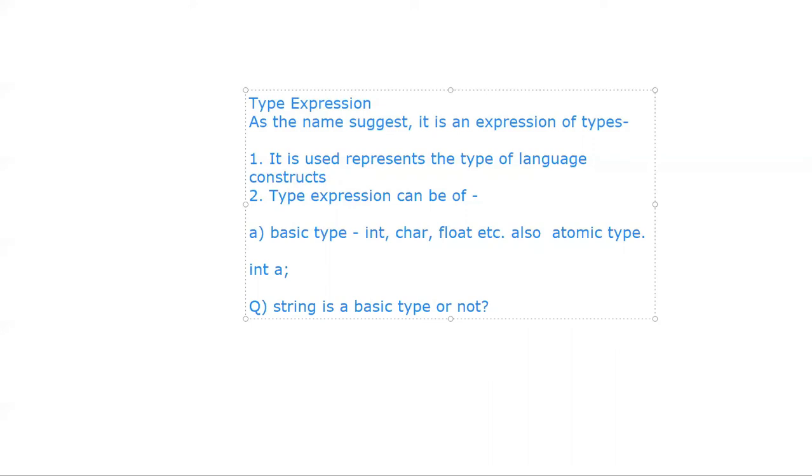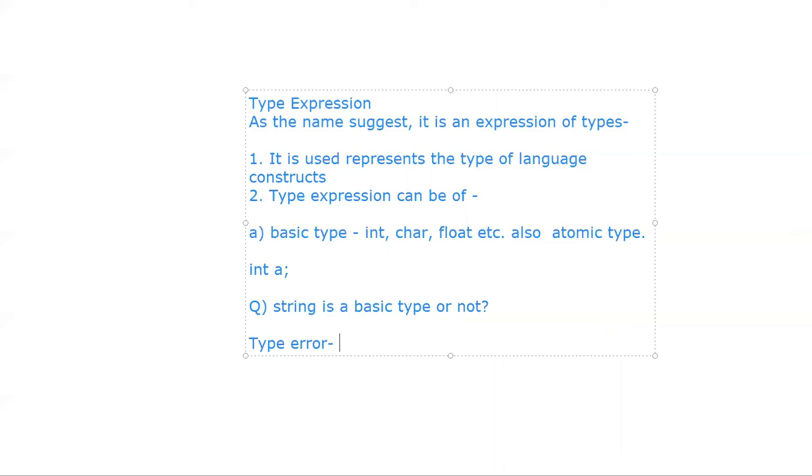We'll discuss this question at the end of the lecture. So you think about whether we can keep a string in the category of basic type or not, right? Now there is one more thing that is called type error. It also comes under the category of basic type.